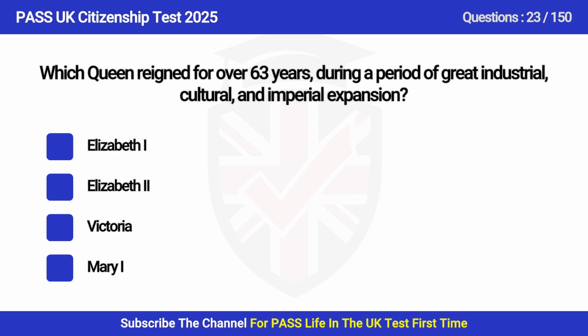Question 23. Which queen reigned for over 63 years during a period of great industrial, cultural and imperial expansion? A. Elizabeth I. B. Elizabeth II, C. Victoria, D. Mary I.